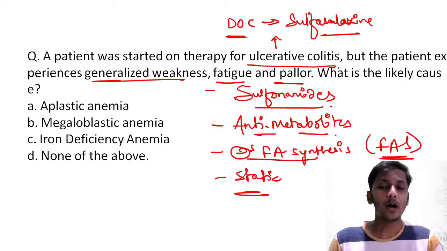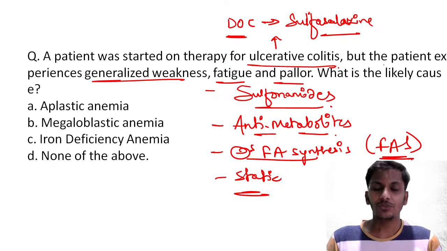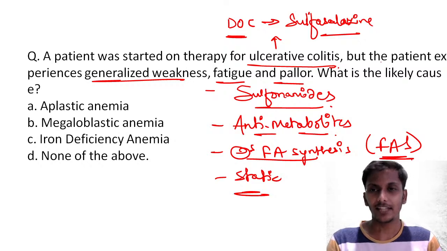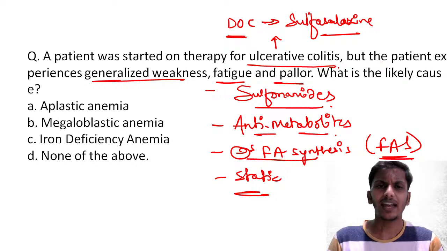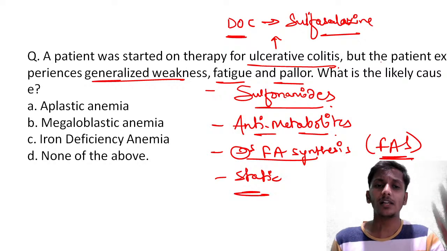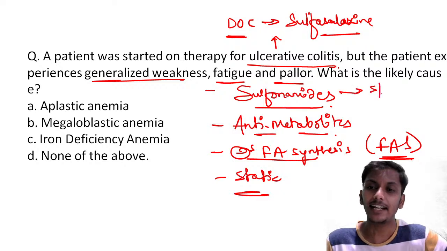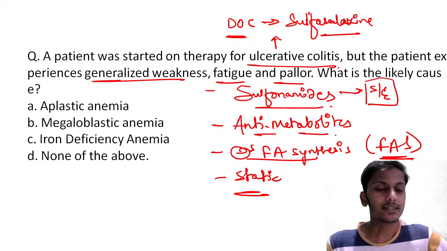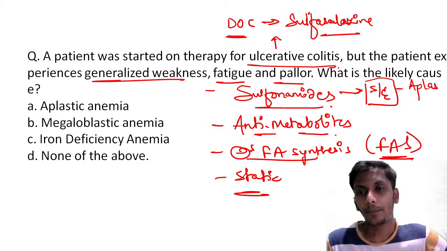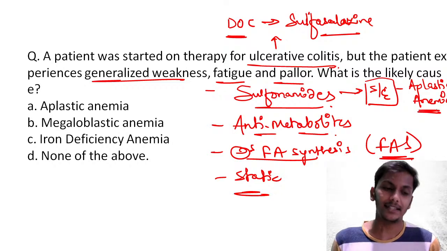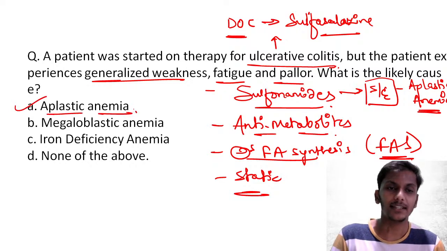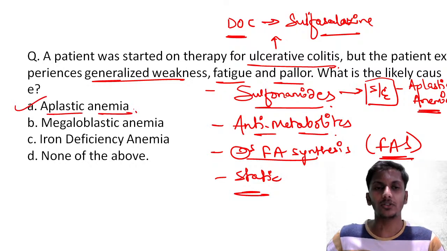Important point. Now what you need to know, they have told you that the patient was on the ulcerative colitis drug, sulfasalazine, and now he experiences some side effect of the drug, maybe generalized weakness, fatigue and pallor. These are the characteristic picture of anemia, and all the anemia types are given. So now you need to find out which is the characteristic anemia seen as a side effect of sulfonamide. As we all know, the side effect of sulfonamide is aplastic anemia. So the answer over here would be option A, aplastic anemia, in which all lineages would be suppressed. Leukocytes will be decreased, erythrocytes will be decreased, and platelets will also be produced less.